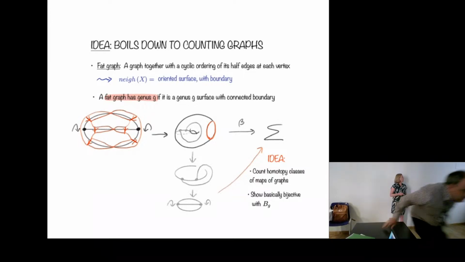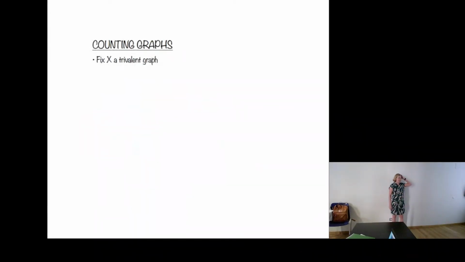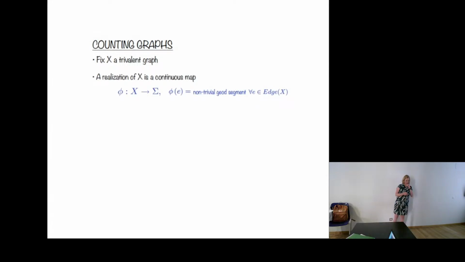Okay. So let's talk about counting graphs. Let's fix a trivalent graph. It's just a graph now, not a Riemann graph, not a flat graph. So I'm going to call it a realization of a graph. It's just a continuous map of a graph into the surface such that each edge gets mapped to a geodesic segment, non-trivial.